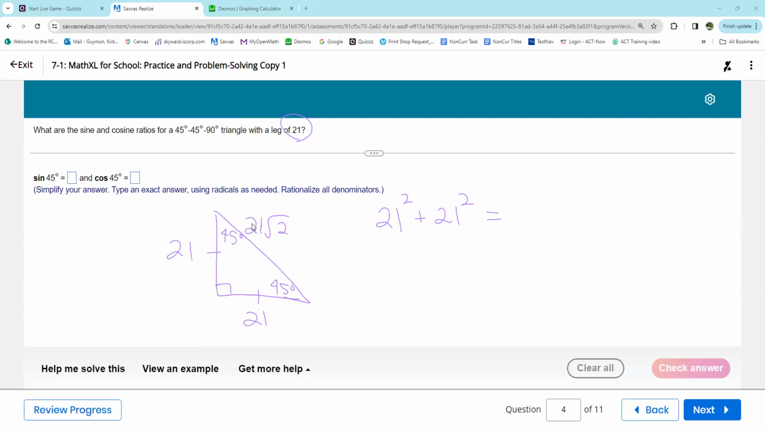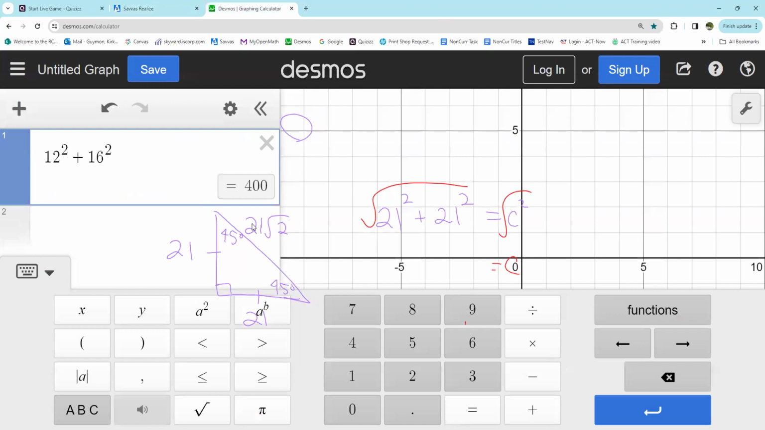But if you didn't know that, you would do something like the sum of the square of the legs equals the square of the hypotenuse. And you're going to end up wanting c, not c squared. And if you square root both sides to get that, let's see what that works out to equal. The square root of 21 squared plus 21 squared.